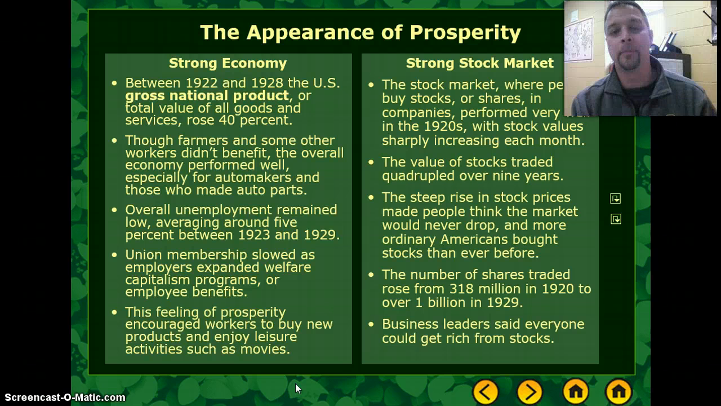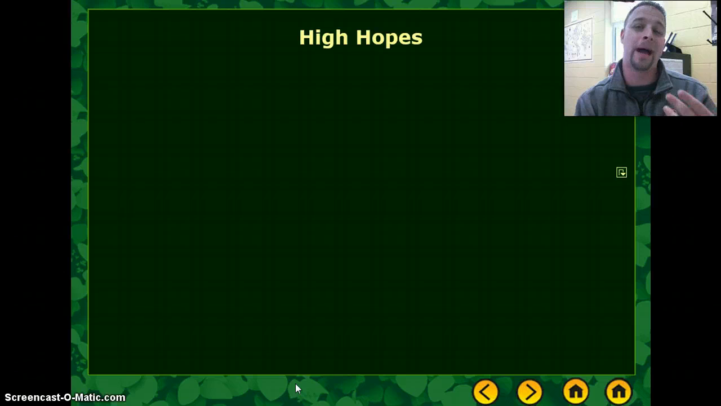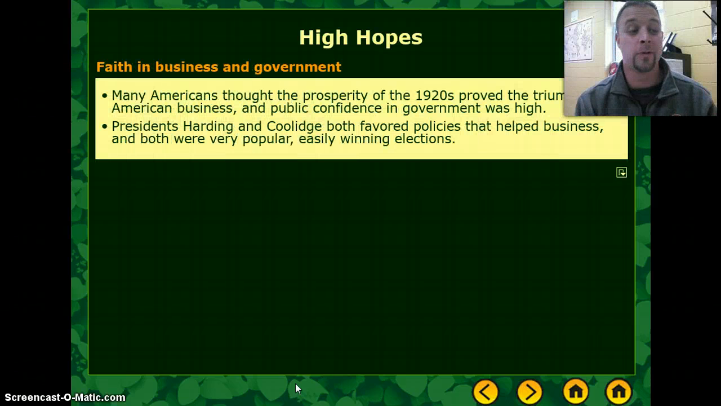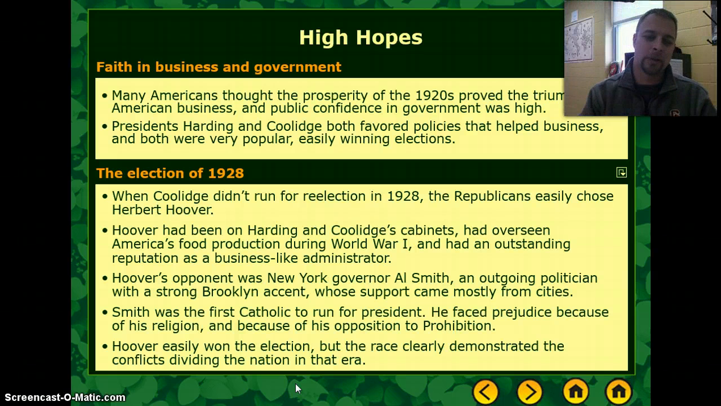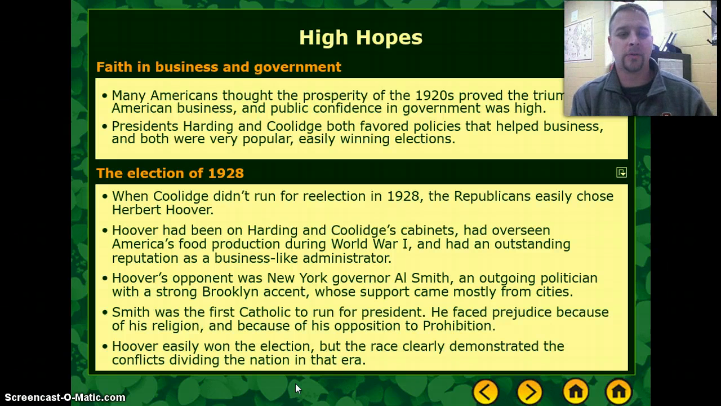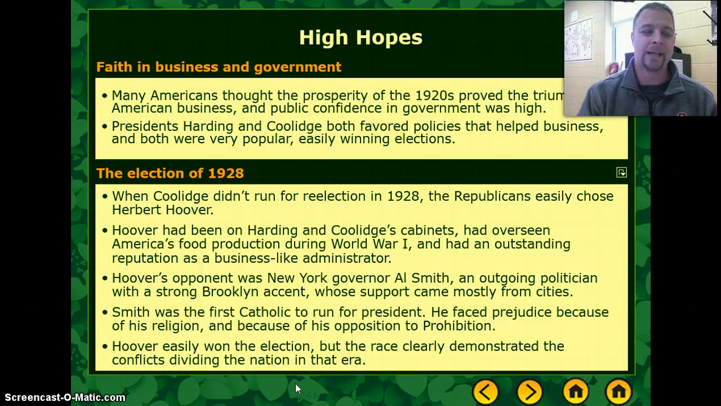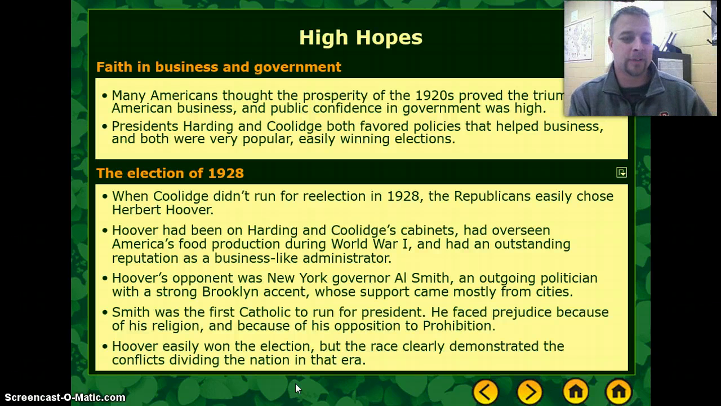Business leaders again pushed stocks as a way for everybody to make money, prepare for their future, and gain wealth. Many Americans thought that the prosperity of the 20s proved the triumph of American business, and public confidence in the government, or at least the lack of government intervention in business, was high. Harding and Coolidge both favored laissez-faire policies that helped business, and they were very popular and easily won their elections. However, Coolidge, who didn't really like being president all that much, didn't run for re-election in 1928, and the Republicans chose Herbert Hoover, who promised to continue the philosophy of his predecessors.